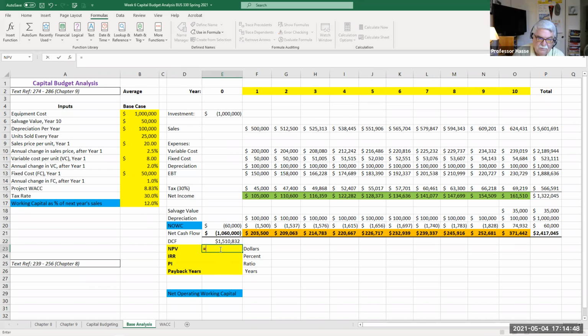Our net present value is the difference between that discounted cash flow and the amount of the investment in year 0. And there's our net present value, $450,832. Pretty positive, pretty good.